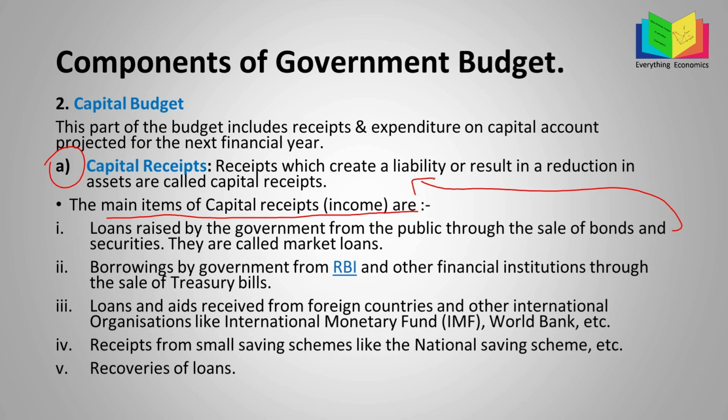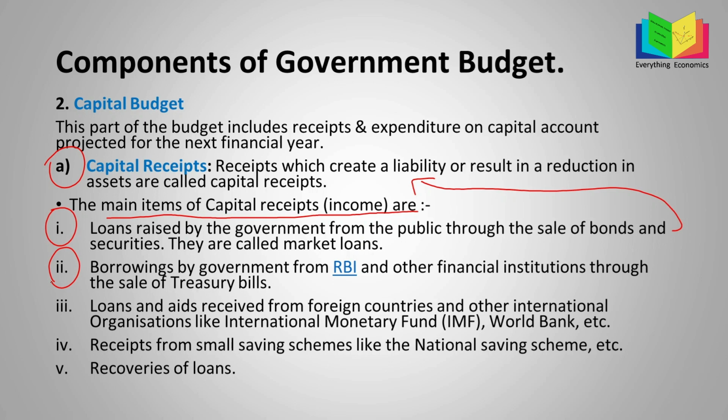The second is borrowings by the government from RBI and other financial institutions through the sale of treasury bills. These are also kind of loans. So the government borrows money from different institutions by selling treasury bills or bonds. In the first case, the government was taking money from the public. In this case, the government is taking money from institutions. Again, this is a liability, and it's part of capital receipts.